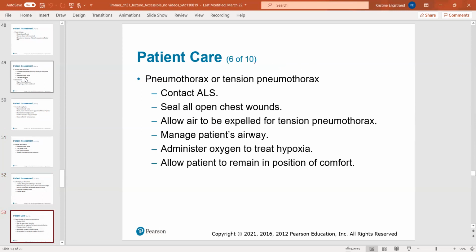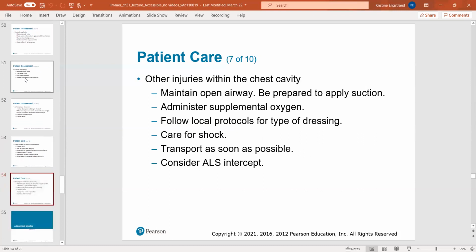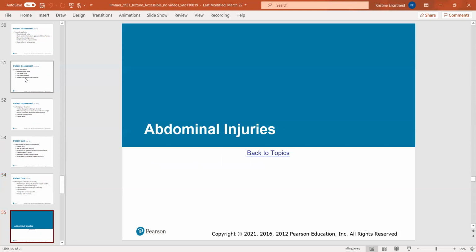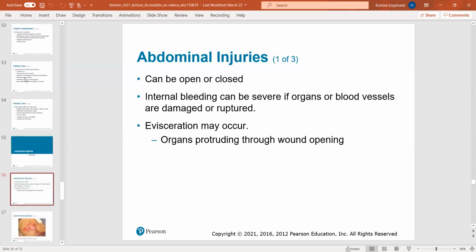So what are you going to do? Call ALS for these tension pneumos. Seal all your open chest wounds. Allow air to be expelled out for your tension pneumos. Manage ABCs. Keep the patient comfortable. Maintain your airway. Care for shock. And once again, you're probably going to need us to come and do a decompression to get that lung reinflated.